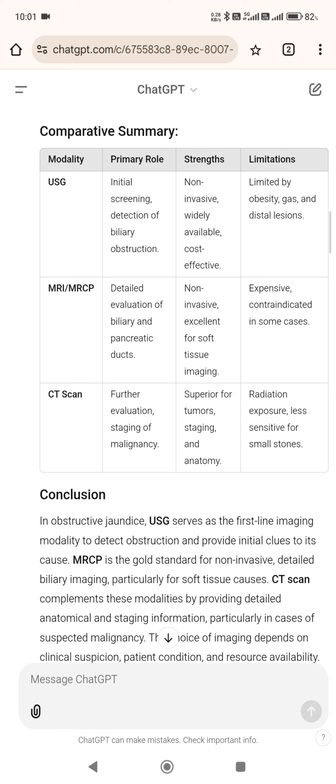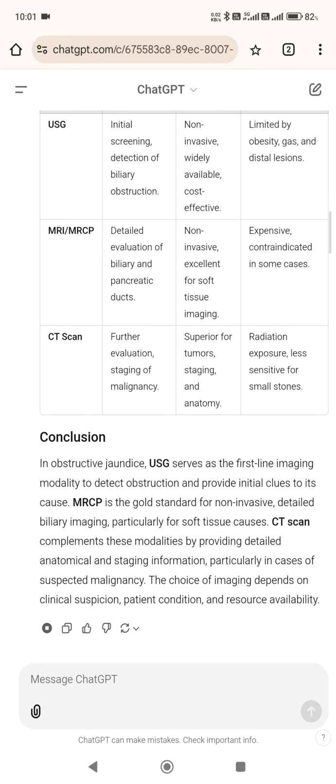Comparative summary: modality, primary role. USG: initial screening, detection of biliary obstruction. Non-invasive, widely available, cost-effective. Limited by obesity, gas, and distal lesions. MRCP: detailed evaluation of biliary and pancreatic ducts. Non-invasive, excellent for soft tissue imaging. Expensive, contraindicated in some cases.